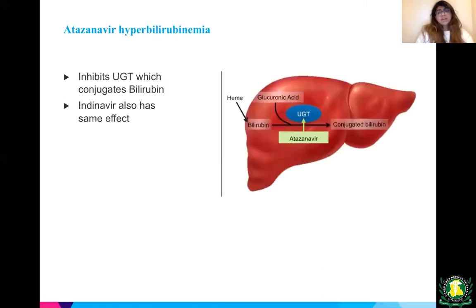So this is a common thing, at least infectious disease fellows are tested on: atazanavir can cause hyperbilirubinemia. So it inhibits UGT, which is the enzyme that conjugates bilirubin. So it makes bilirubin into conjugated bilirubin. Indinavir also has the same effect. So basically, something to remember: atazanavir can cause hyperbilirubinemia.